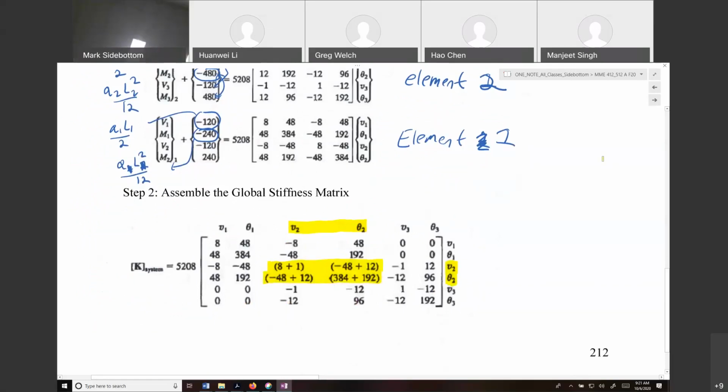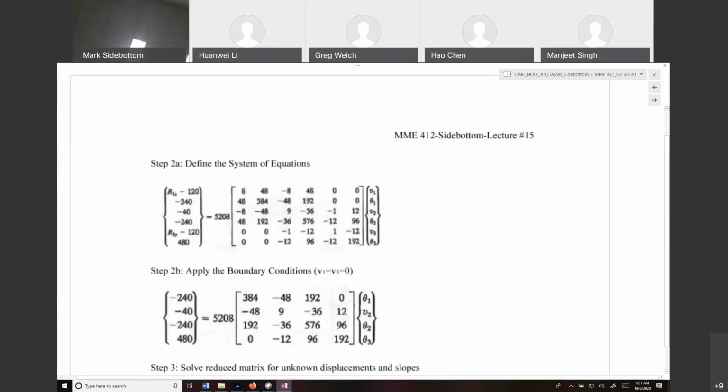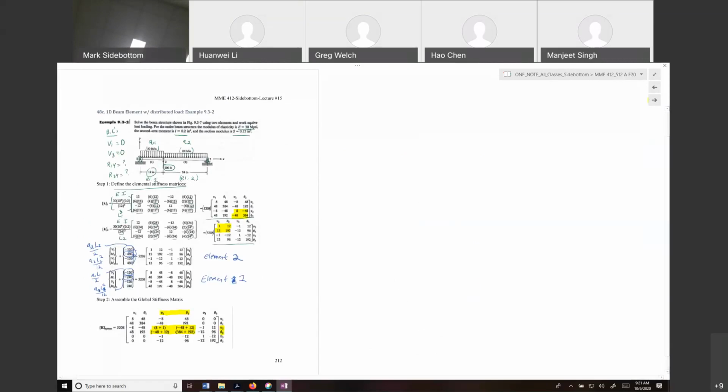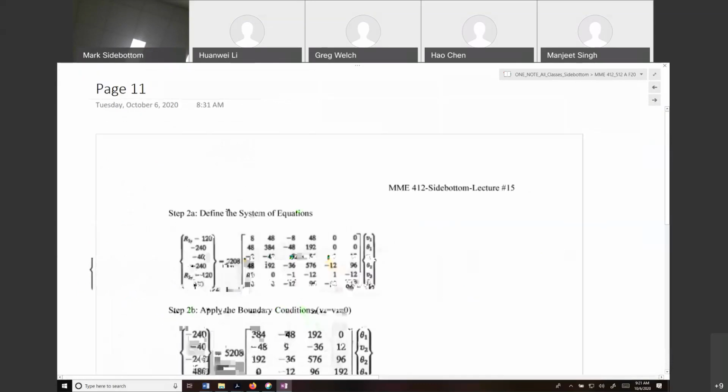We can then use our global stiffness matrix to define our system of equations. The one thing I like to note here is that we have to include all of our nodes and all of our forces due to our distributed loads.